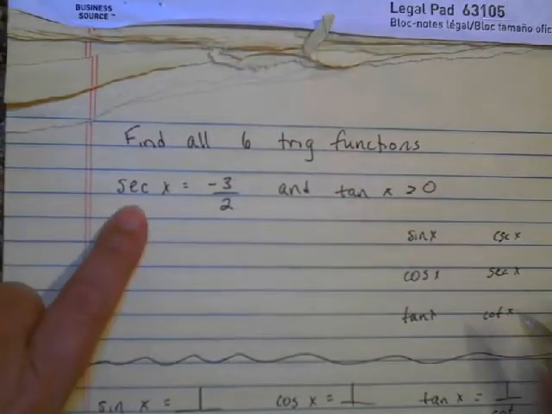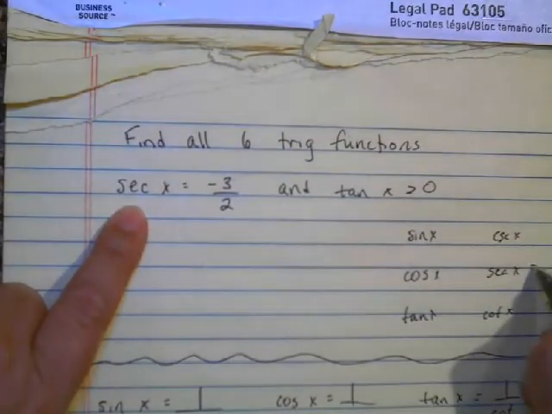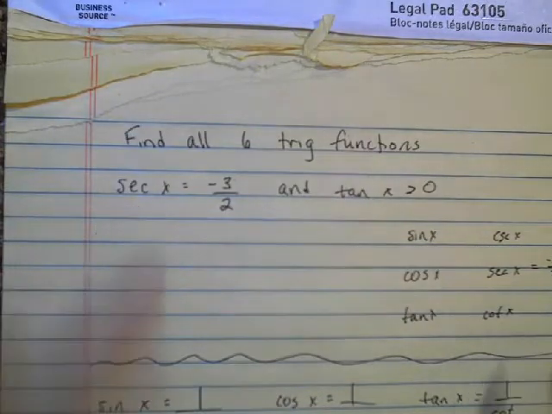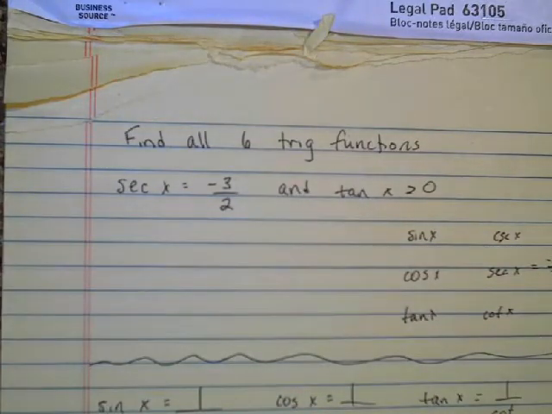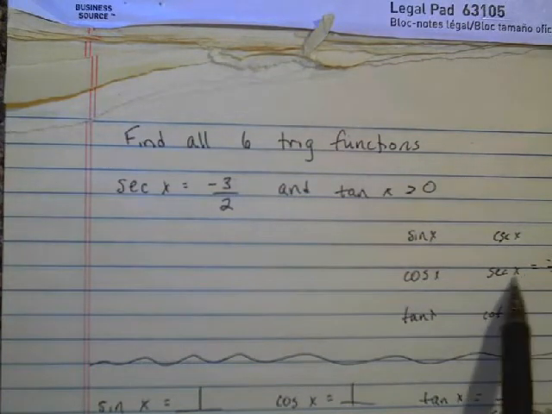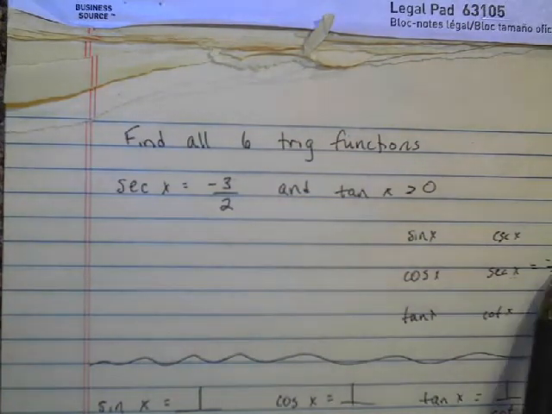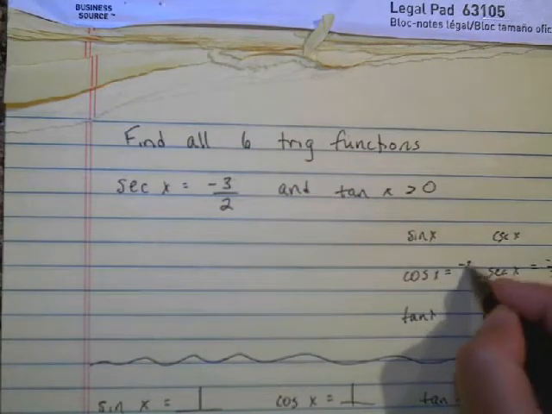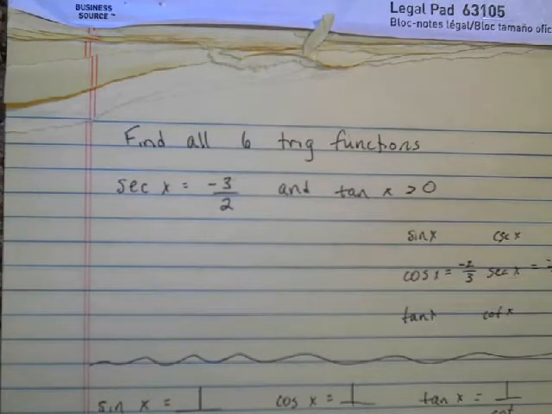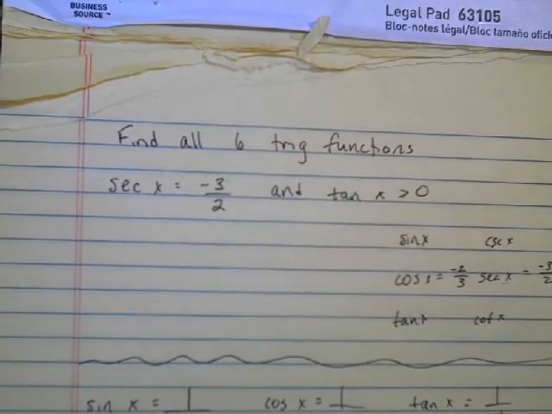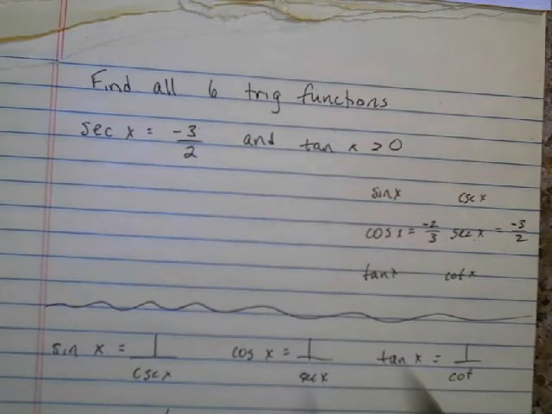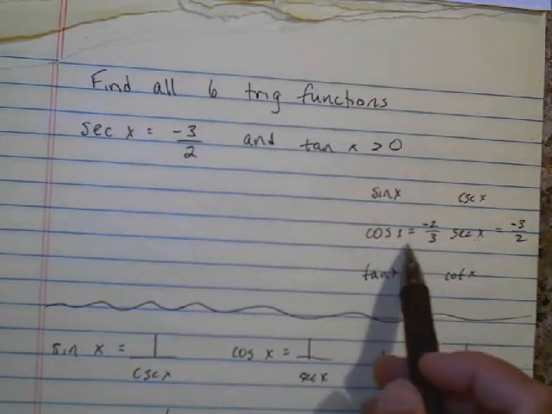We already know secant, so I can fill that in. It's negative 3/2. And now we need to go find the others. Well, I know if secant is negative 3/2, cosine is the reciprocal, so it'd be negative 2/3. So now I have something to work with. I can draw a triangle where cosine is negative 2/3.